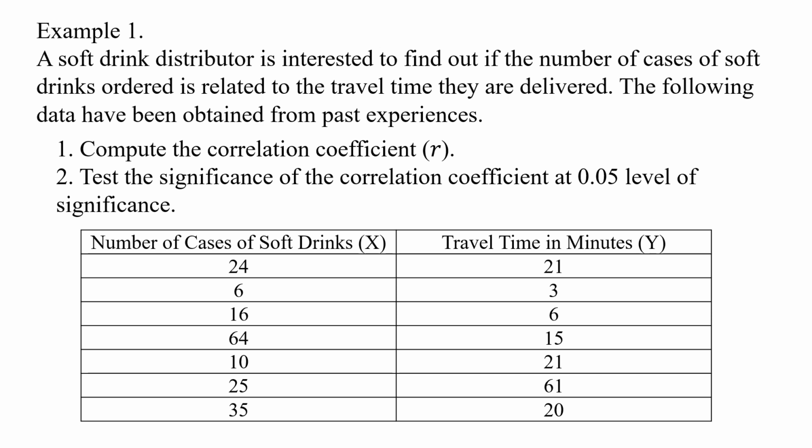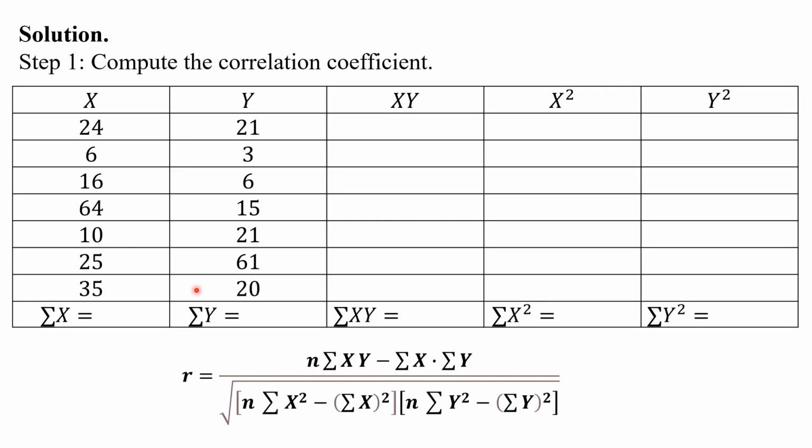Okay, so nandito na yung given data. Okay, yung number of cases of soft drinks, that is our X. Then the travel time in minutes, that is the Y. Okay, so meron tayong 1, 2, 3, 4, 5, 6, 7. So meron tayong 7 samples here. Okay? Okay, so step 1, we need to compute the correlation coefficient or yung R. Okay, so ang gagamitin natin formula, ito po yun, itong nasa baba.